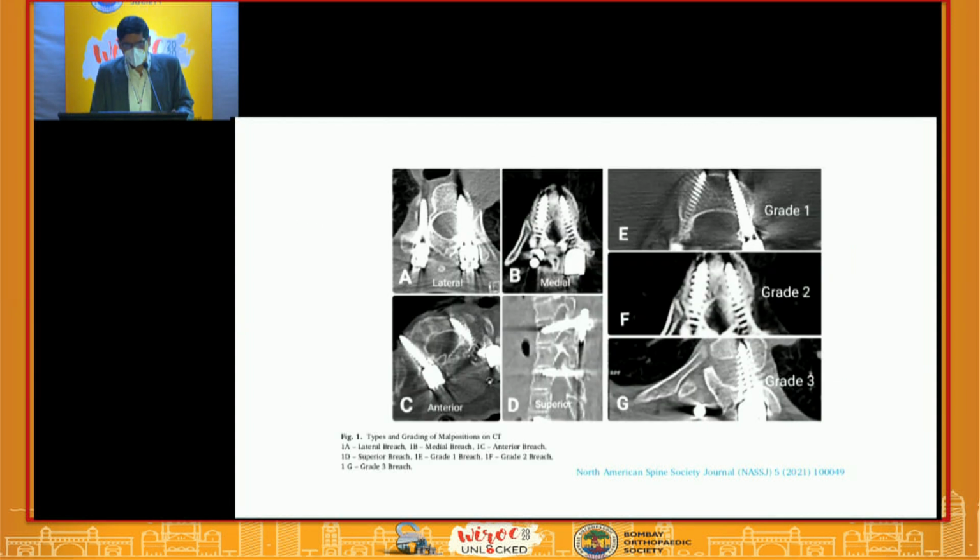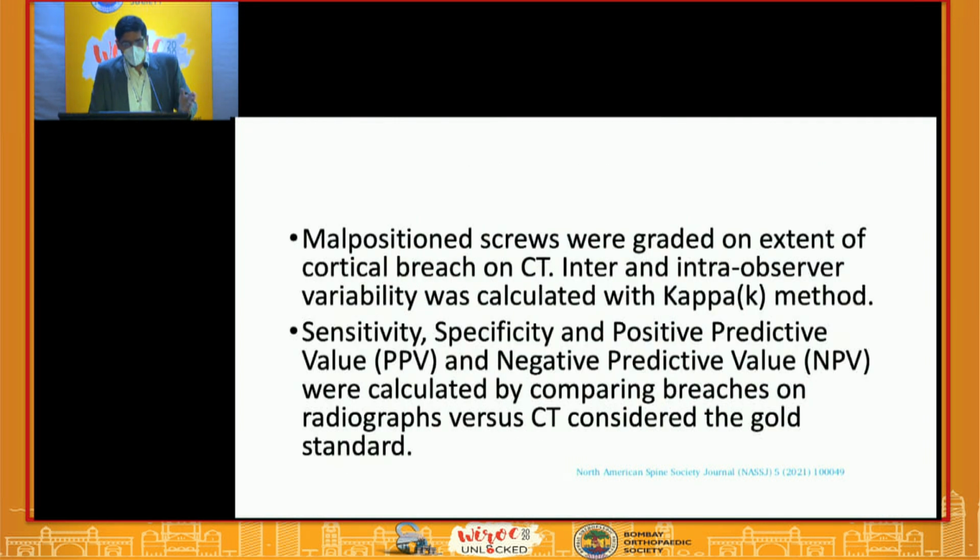Now this is the classification for how you look at breaches on a CT scan. All right, so you need to know this is important for the methods because you're going to report the results based on this. And then the malposition screws were graded. And of course, you have to look at the inter-observer, intra-observer variability based on what type of study you're looking at. And then you're looking at the sensitivity, specificity, PPV and NPV based on how you compare the X-rays and the CT. And the CT is the gold standard for assessment. On X-ray, you will underestimate.